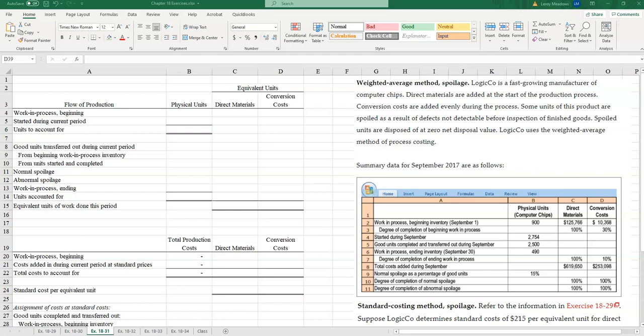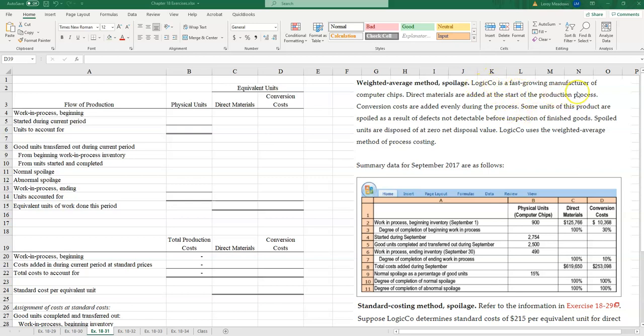And in this session, we're going to illustrate the same exercise we did for a weighted average and first in, first out, but now we're going to use standard costing method in dealing with spoilage in a process costing system. So let's go ahead and build on our question here. This is exercise 18-31 at the end of your chapter. So let's go ahead and get started.